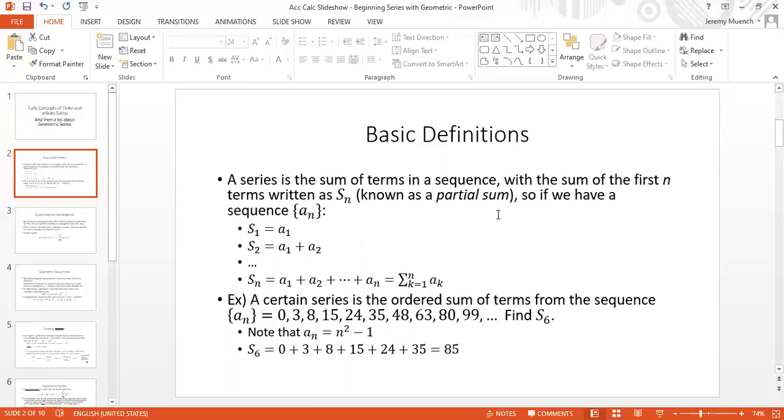So let's talk about an example. A certain series is the ordered sum of terms from the sequence A sub n equals 0, 3, 8, 15, 24, 35, and so on. So let's find S sub 6. Side note, by the way, I found this sequence was just n squared minus 1. But yeah, so here S sub 6 is just going to be the first 6 terms added together. So 0 plus 3 plus 8 plus 15 plus 24 plus 35, which I make out to be 85.